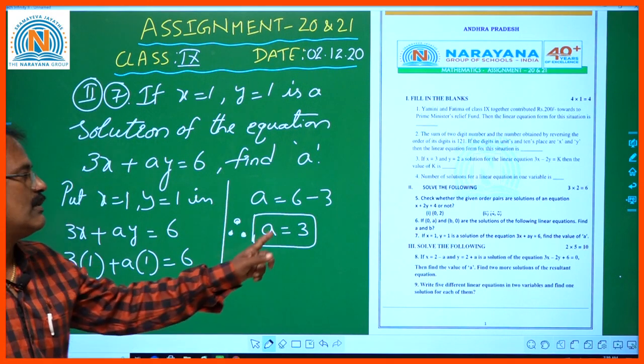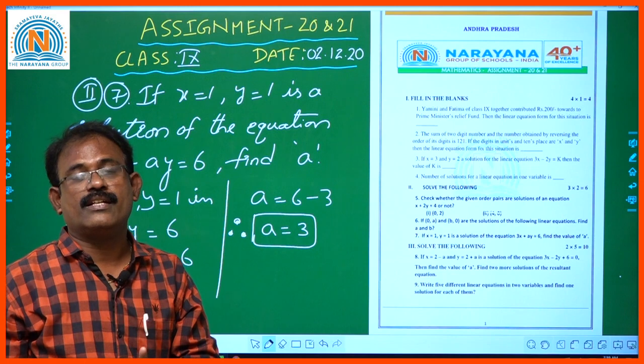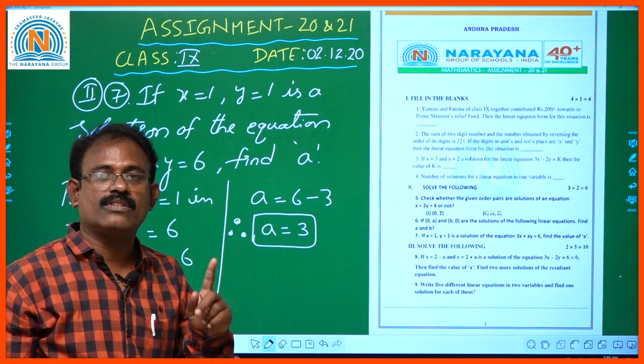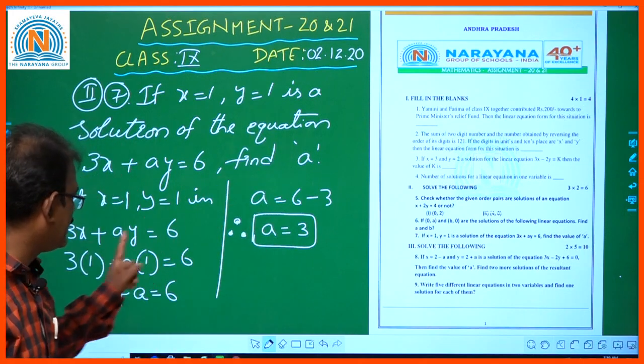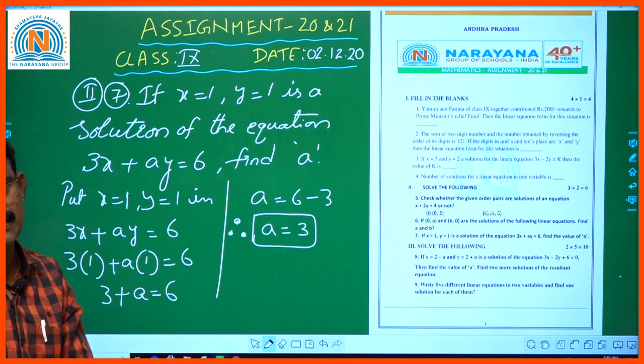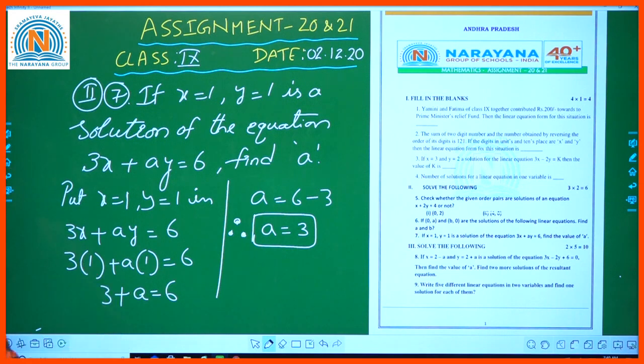So what is the value of a? The value of a is equal to 3 is not for all cases, children. It is only one case, when x is equal to 1 and y is equal to 1 is a solution for the given equation, not for all cases. Okay, children? So our next question.